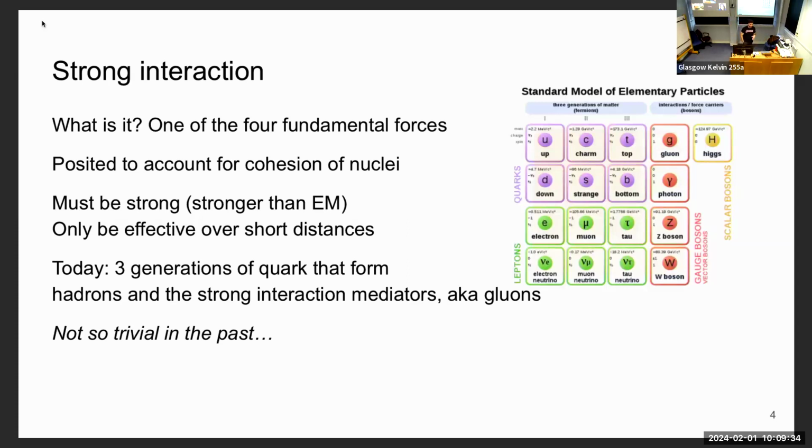It's very easy for us to say now that there are 3 generations of quarks, which are the ones in purple here, top left, and then the force is mediated by gluons, which are the top red box in the 4th row. But obviously it wasn't so trivial in the past. So I think when the proton was discovered, which was 1917 or something around that, people started to ask some questions. Are they elementary, or is there something else underneath?